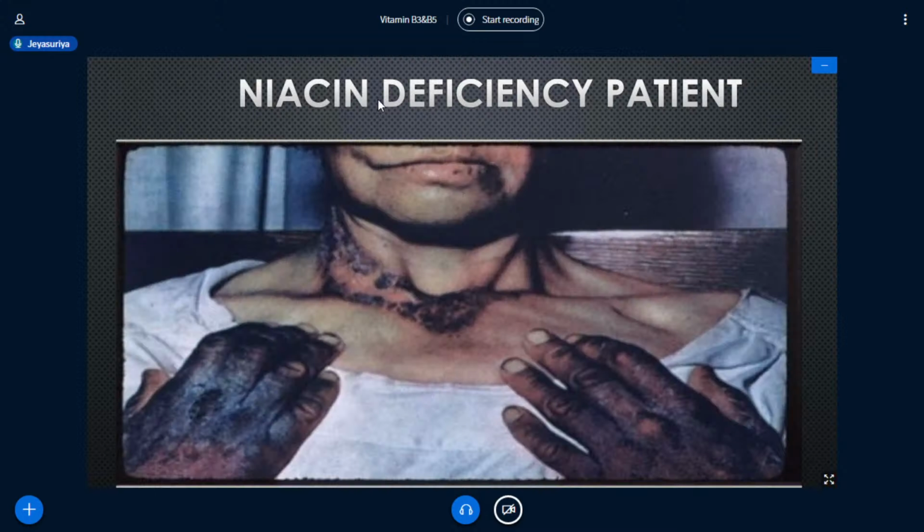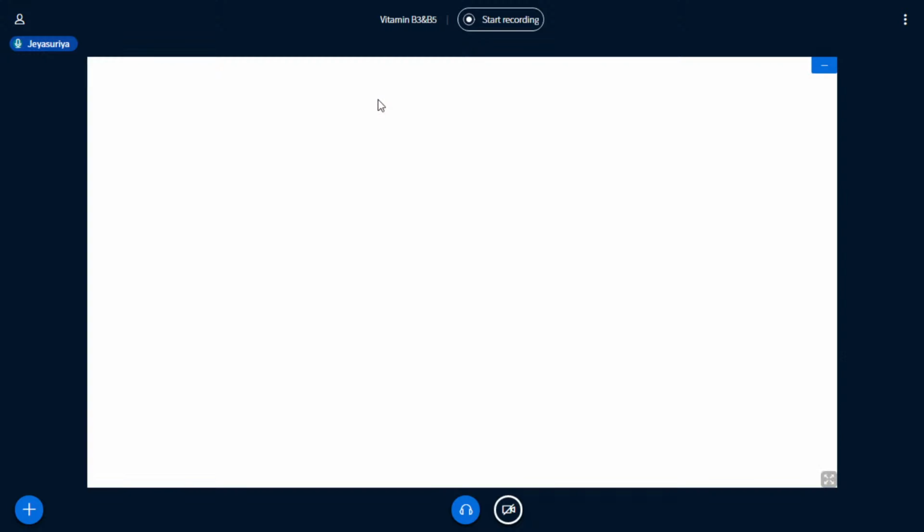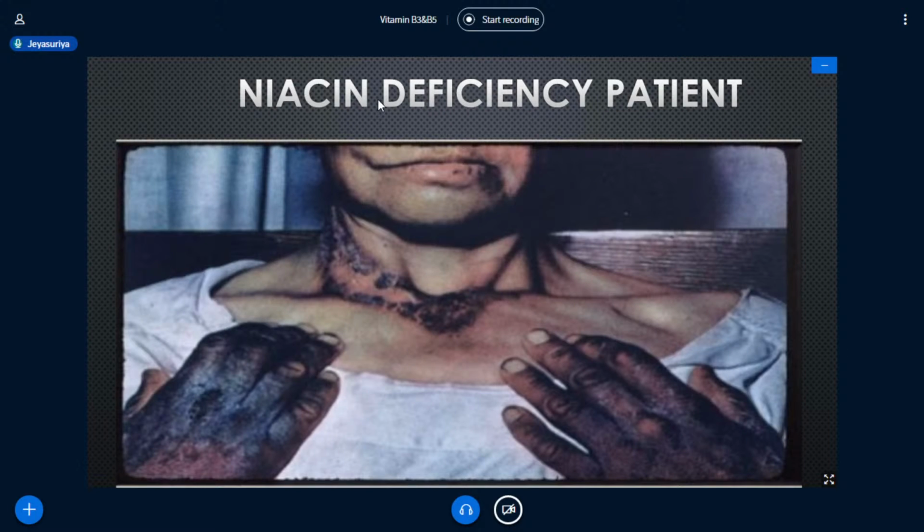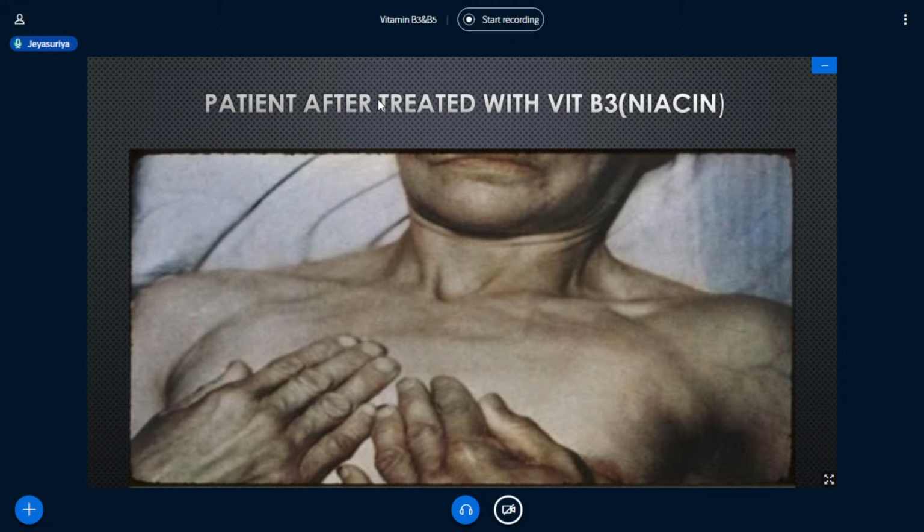Now, in the slide, you could see Casal's necklace, which is the condition of prolonged niacin deficiency. In the next slide, you could see after giving a high dosage of medication, after the treatment of this disease, as prescribed by the doctor, the vast difference between the two slides, right? The erythema has vanished.